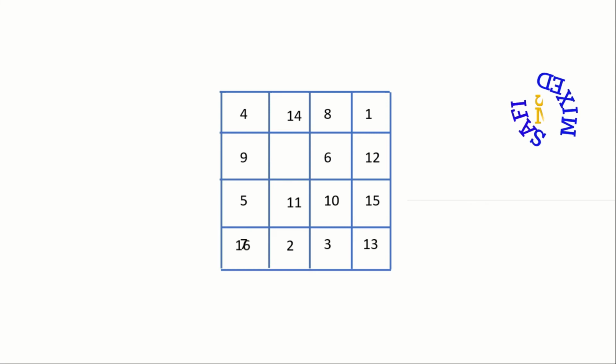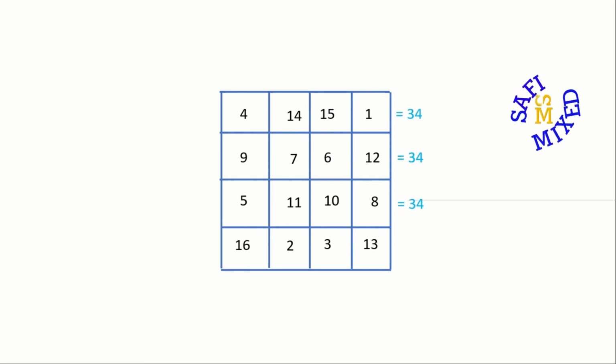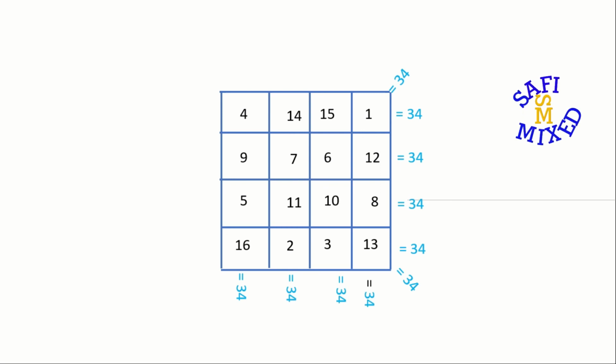If we interchange the number 7 with 16 and the number 8 with 15, the square becomes a magic square, because the sum of numbers along horizontal in each row, vertical in each column, and corner to corner add to 34. You can check that very easily.